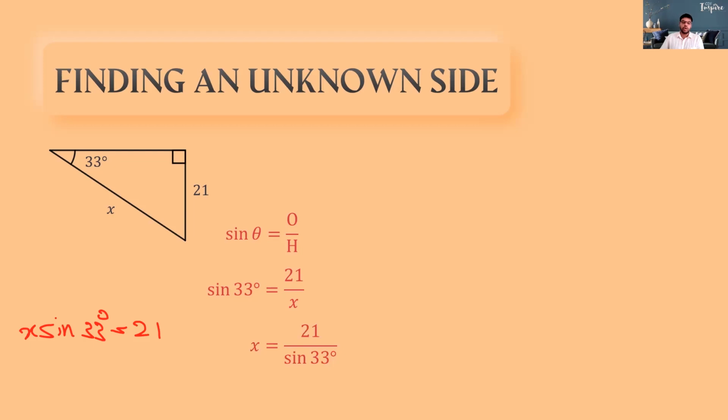So children, I want all of you to take your calculators and type this in. 21 over sine 33. Take a fraction first, right? Numerator 21, denominator sine 33, right? And then enter that into your calculator and press equals and give me the answer that you get. So I'm already getting answers. Very good, children, right? That is the correct answer. The correct answer to 2 decimal places would be 38.56.